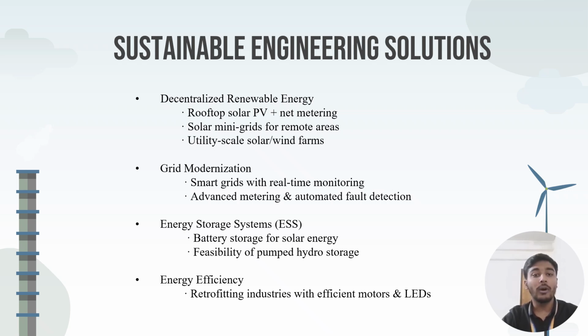Second, grid modernization using smart grids allows real-time monitoring, faster fault detection, and better power management. Third, energy storage systems like battery storage help store excess solar energy and supply power during peak demand or outage. Finally, energy efficiency measures such as efficient motors and LED lighting reduce overall electricity consumption. Together, these solutions improve reliability, sustainability, and long-term energy security.